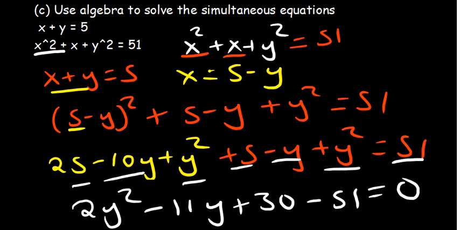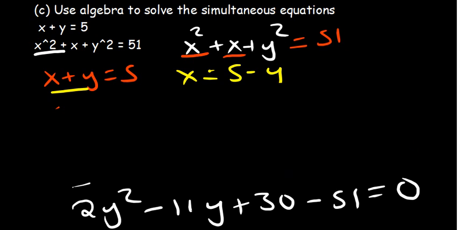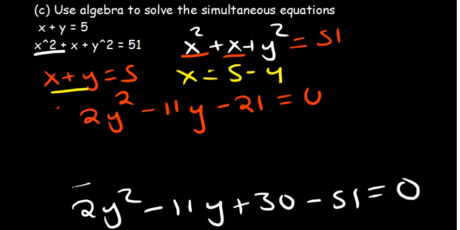So this is becoming what? It turns out to be a quadratic equation. So you have 2y squared minus 11y, then 30 minus 51. What's the difference there? It's minus 21 equal to 0.